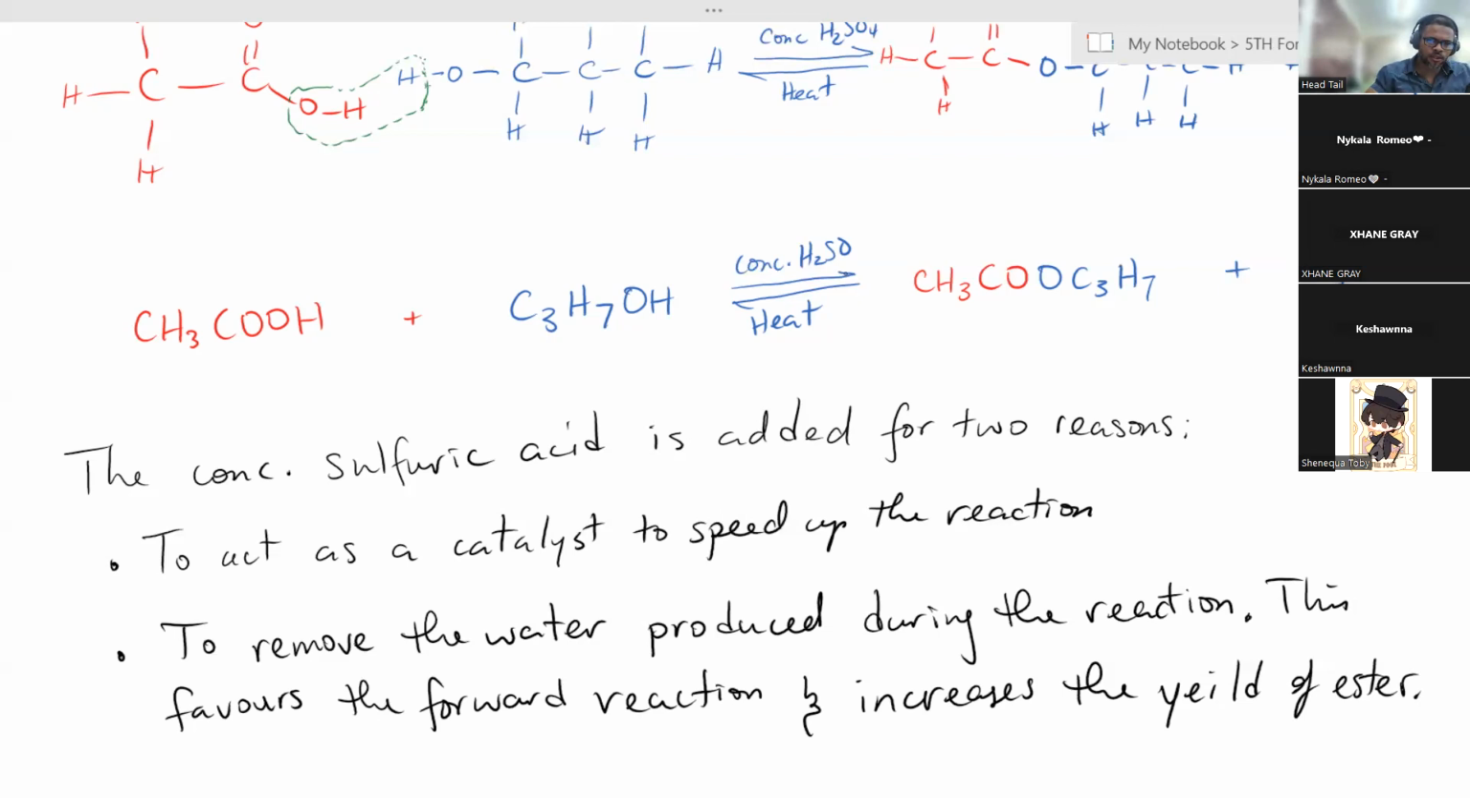Many esters are found naturally. Those with low numbers of carbon atoms in their molecules are volatile liquids, which usually have a very distinctive sweet, fruity smell. So let me give you an example.